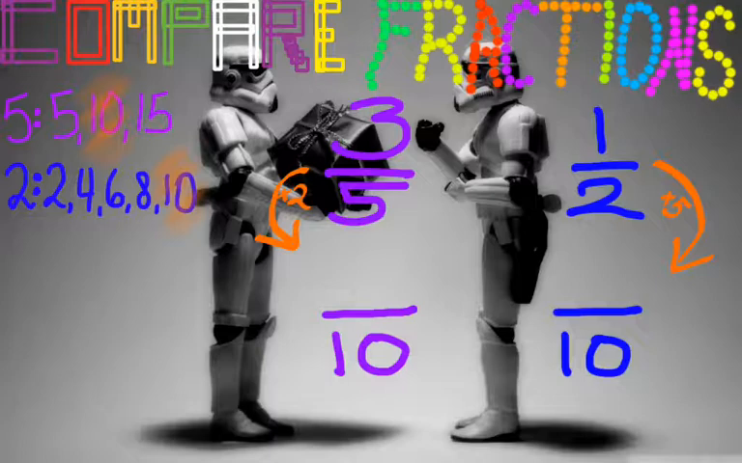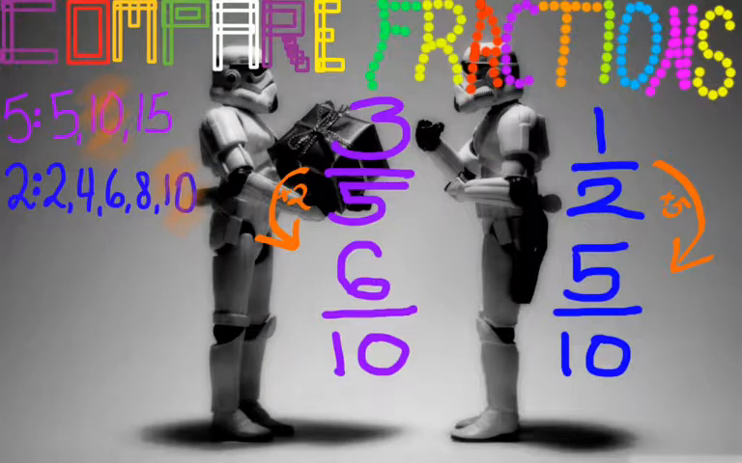As we know, we do the same thing to the numerator that we do to the denominator when we're finding equivalent fractions. So let's go ahead and do that. If 5 times 2 is 10, well, 3 times 2 is 6. So that fraction goes from 3/5 and turns into 6/10. Now, on the other side, that 1/2, well, we know that 2 times 5 is 10. Well, 1 times 5 is 5.